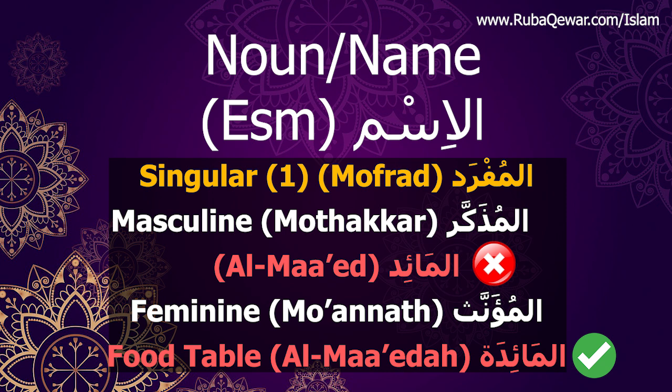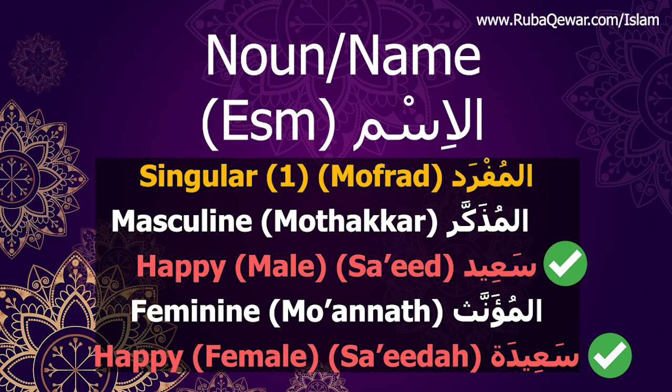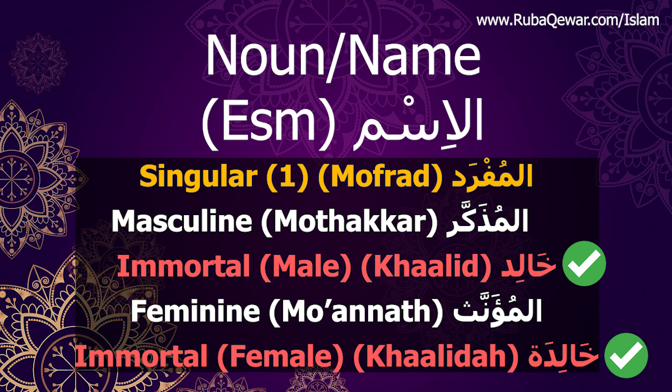So for the people, for example, when I talk about someone that he is happy, Sa'id for male, Sa'ida for the female. Khalid means immortal. Khalid for the male, Khalida for the female. So if I give you some words, you have to tell me if it is mudhakkar or mu'annath.